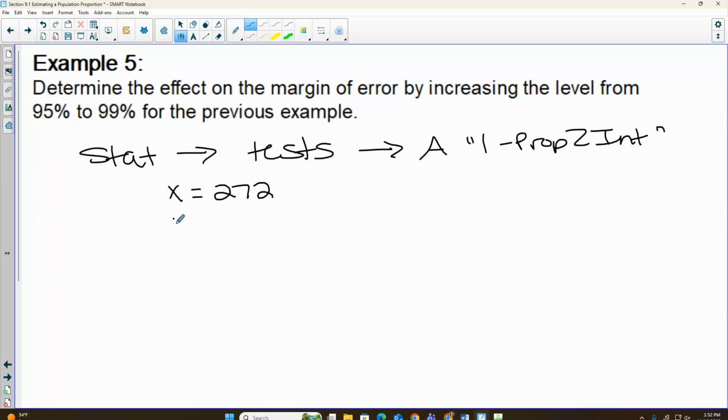What is my N? My confidence level, we have to put this in as a percent. We just did 95, so let's do 99. And then you calculate.